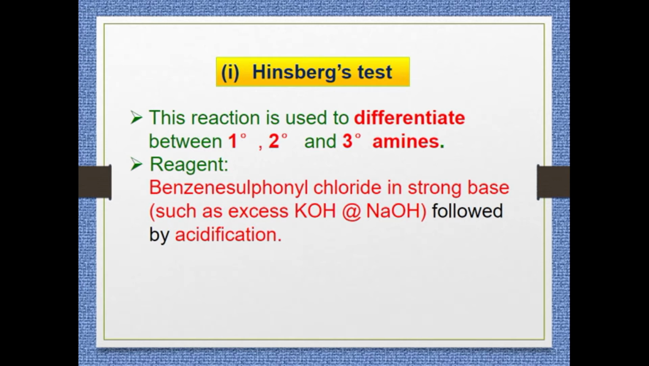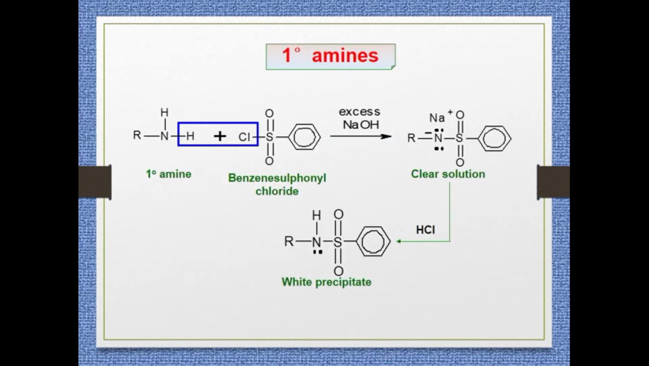Now let us look at the reaction for primary amines in Hinsberg test. When the primary amines react with benzene sulfonyl chloride in excess of NaOH, it will form a clear solution, which is a water-soluble salt. The acidification will form white precipitate.